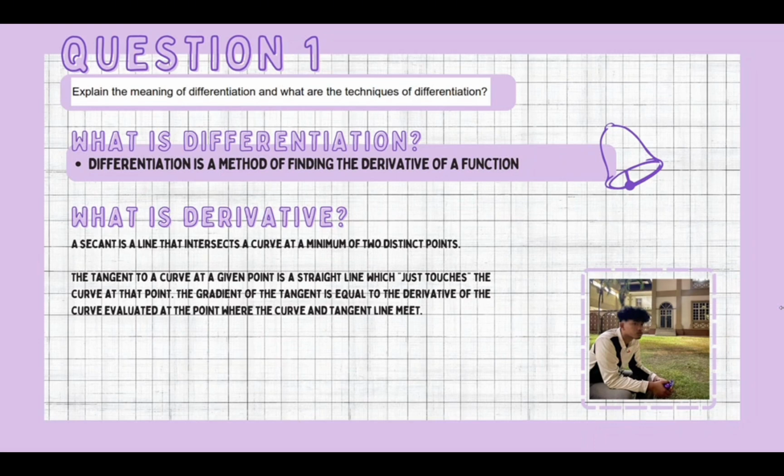Now, we move on to derivative. What is a derivative? A derivative represents the slope or gradient of a curve at a certain point. You can think of it like this. A secant is a straight line that cuts through 2 points on the curve. The tangent, on the other hand, is a line that just touches the curve at one point. The gradient of that tangent line gives us the derivative at that exact point. So in short, differentiation helps us find the gradient or slope of a curve at any point, and the result we get, the derivative, tells us how steep the graph is at that location.